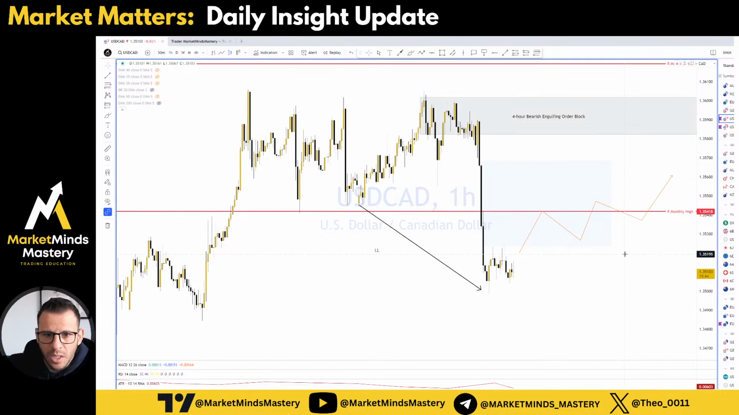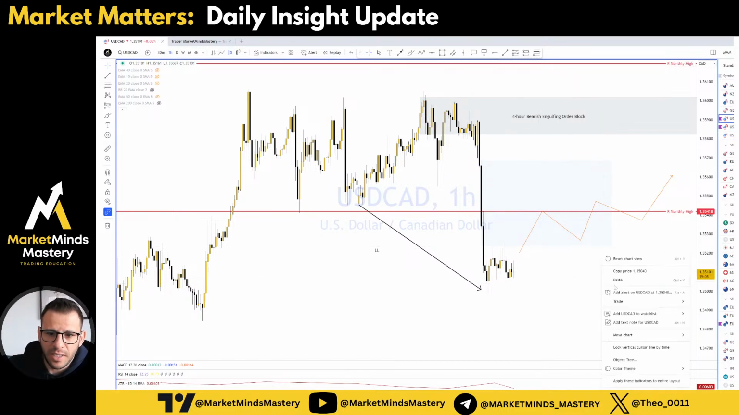So here it's a 1-hour time frame on the USD Canadian dollar. Let's point it out. At this point here, we identified a 4-hour bearish engulfing order block, and from here we had the sell order and the price hit the take profit, somewhere here. So the point with this one now is that most likely the price would like to come and fill some of these unmitigated areas.